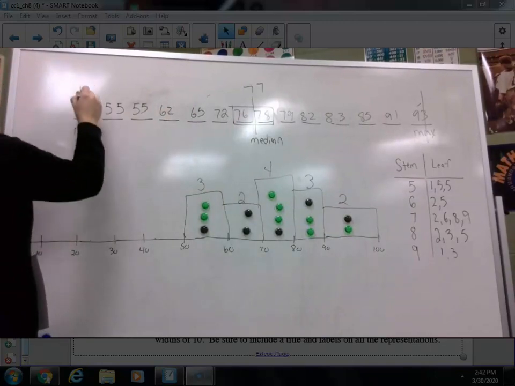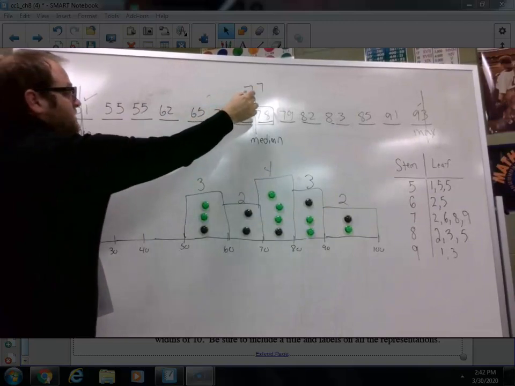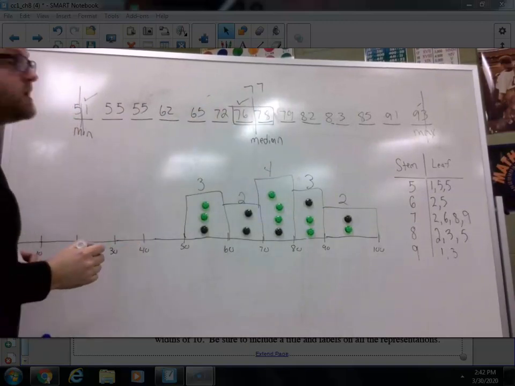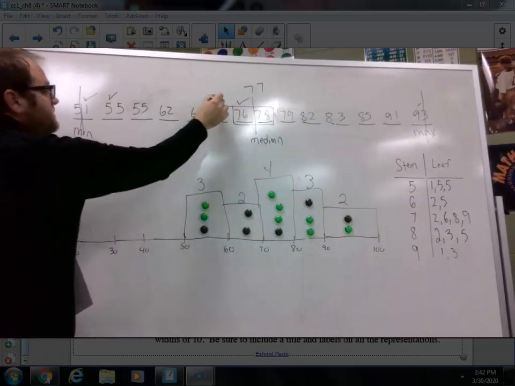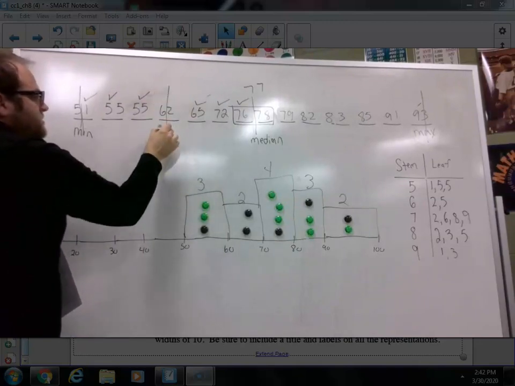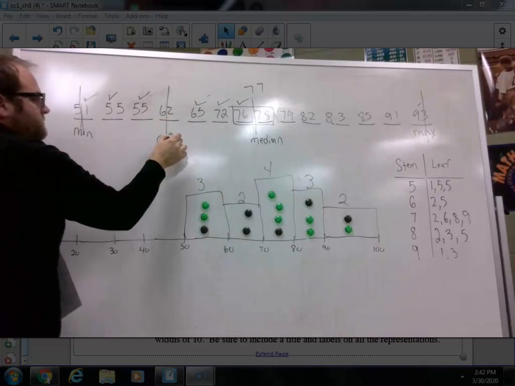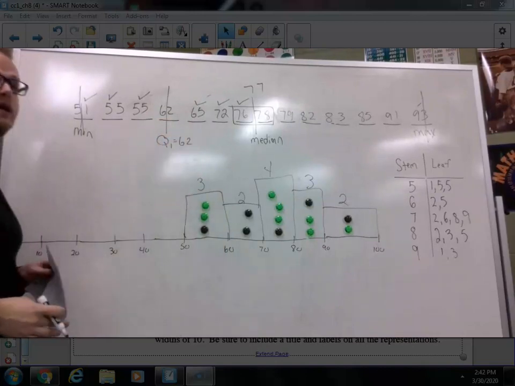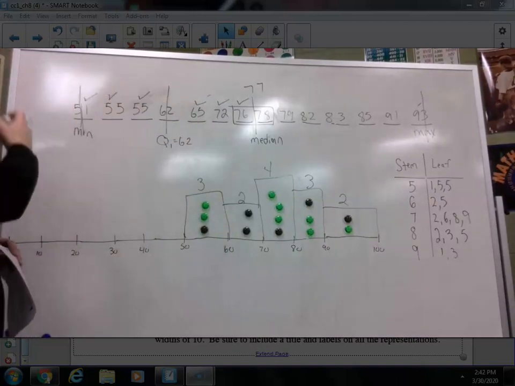So starting at 51, that's my first. 76 is now my last of our lower half of our information. And then 55, 72, 55, and 65. So 62 is our quartile 1, which is just the median of our lower 50% of our data.